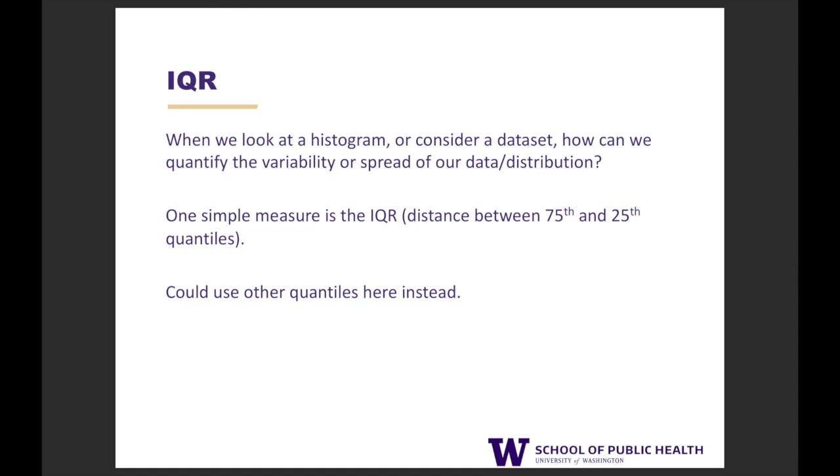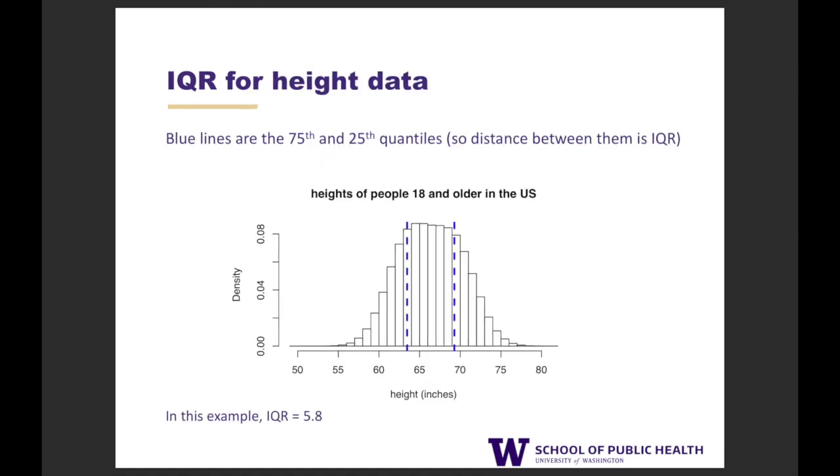And now if we go back to this height data for a second, I plotted a blue line at the 75th quantile. So 25% of the data lies to the right of this, or the population lies to the right, 75% lies to the left. And another blue line at the 25th quantile, or the first quartile. Here again, 75% of the population lies to the right, 25% lies to the left. And the distance between these two is the interquartile range. So this was just a way to visualize. And in this example, the interquartile range is 5.8.